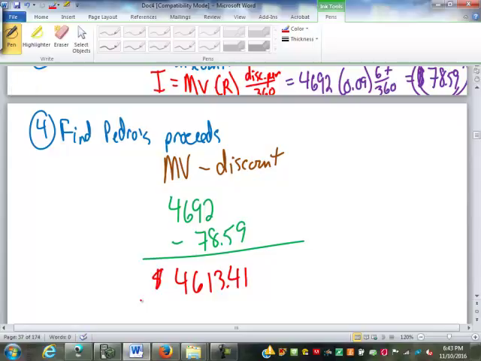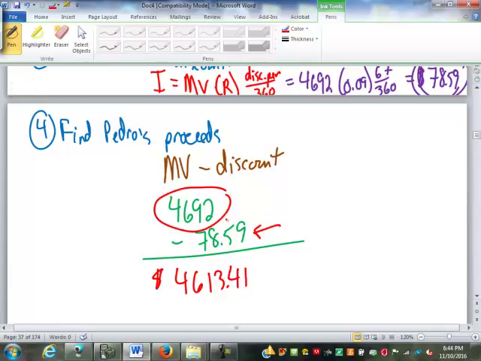Now notice, Pedro does not get the full $46.92 like he would have if he had waited. But he did still get $13 in interest out of it. There are times when he'll actually get less than the balance if you discount it really early in the note. Any questions on what we did there? If he would have waited till the end of the 90 days, he would have got the full $46.92. The $78.59 is what the bank charged him for giving him the money early.